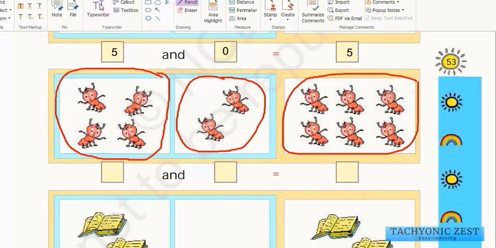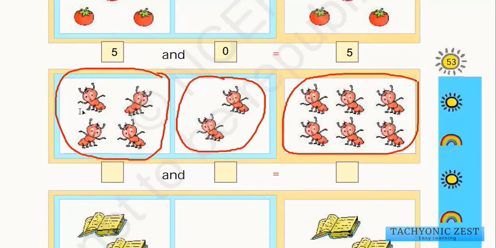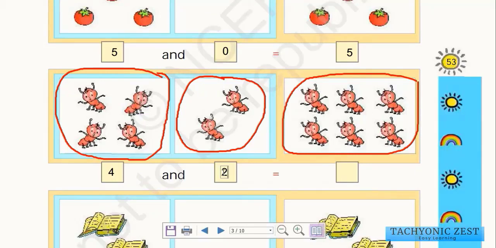So first we count this. 1 2 3 4. So at first we had 4 ants. Okay, and then how many ants come and join these ants? Those are 1 2. So 2 ants. So what is the total number of ants we have? Let's count here. Total number of ants are 1 2 3 4 5 6. So finally what we get is 6 ants. So 4 ants plus 2 ants is equal to 6 ants.